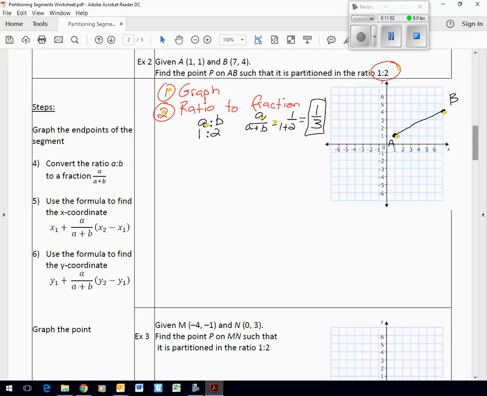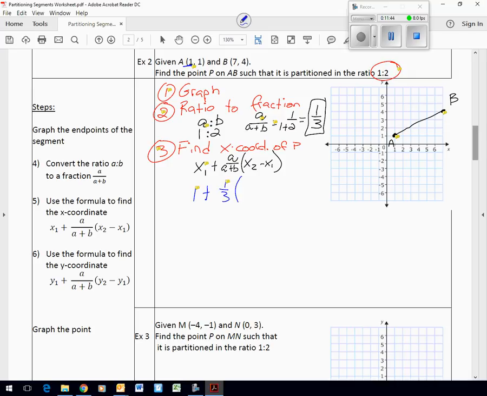After this, we're ready to plug and chug. Okay? Number 3. Let's find the x coordinate of P. Okay? Remember, I'm using this formula: x1 plus a over a plus b, aka the fraction, times x2 minus x1. No problem, Bob. x1 is the x coordinate of A, the x coordinate of the first point. That's 1. What was the fraction?